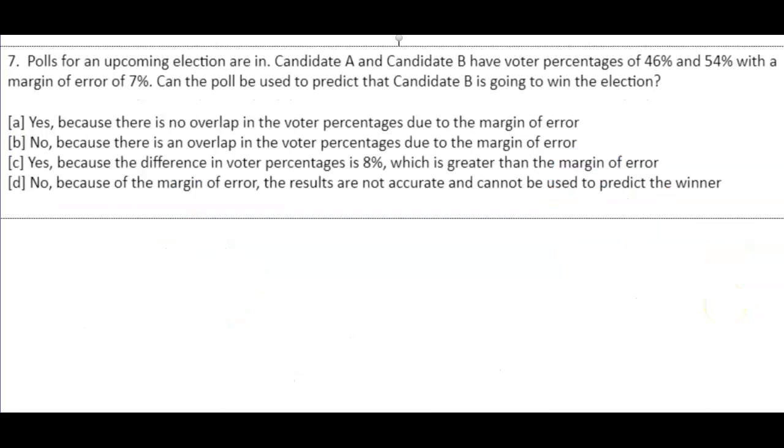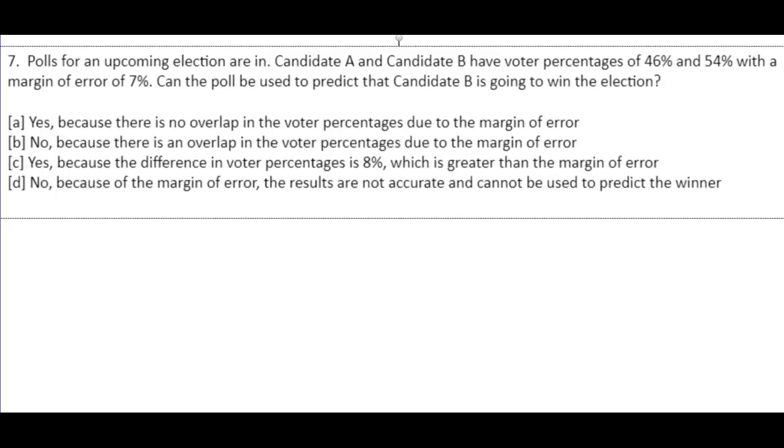All right, we've got another margin of error question. Polls for an upcoming election are in. Candidate A and candidate B have voter percentages of 46% and 54% with a margin of error of 7%. Can we use the poll to predict that candidate B is going to win? So right now it looks like she's going to, because she has a percentage of 54%. Let's see if it is actually a good poll.